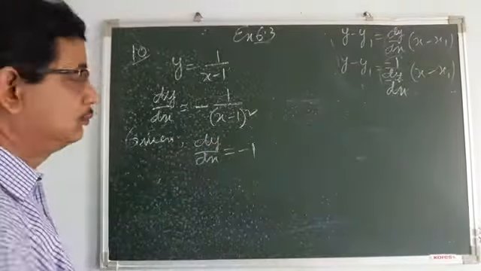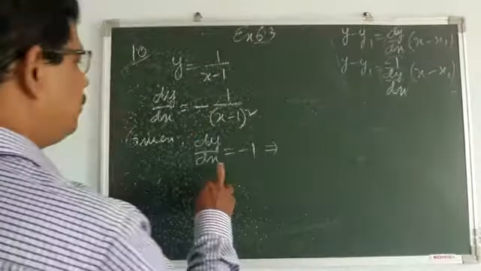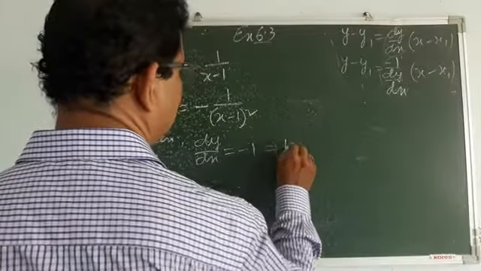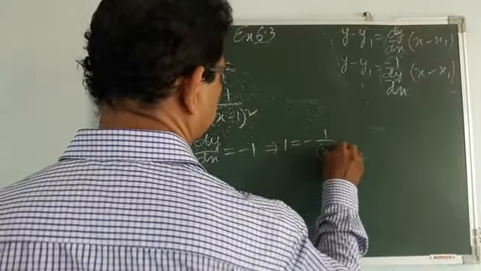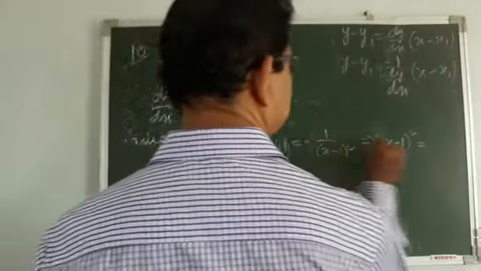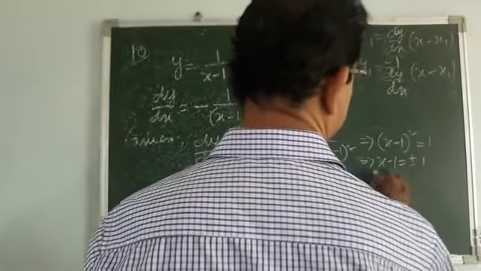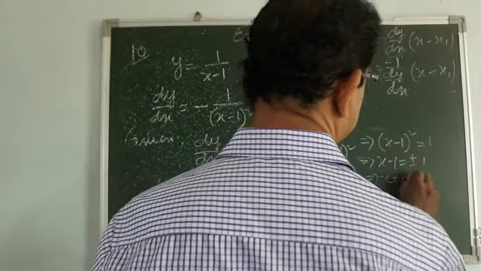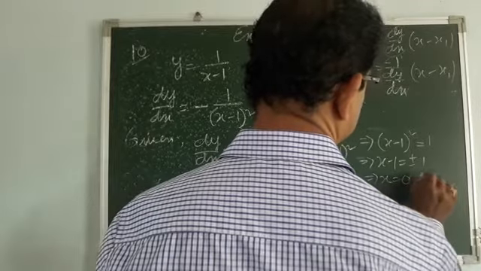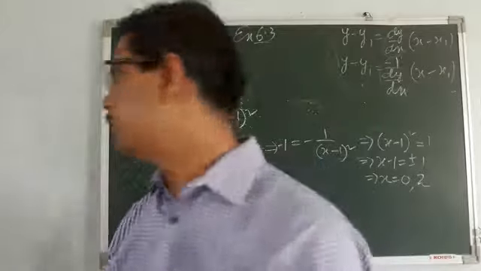Actually, what is our next target? It is to find the point of contact. Then we can find the slope of the tangent. If dy/dx is 1, then 1 is equal to minus 1 by (x minus 1) whole square. This implies (x minus 1) whole square is, I think, minus 1 minus 2, equal to this 1. So we get x minus 1 is equal to plus minus 1. Ultimately we get x equal to 0 and another is 2. So we are getting 2 points of x coordinate.